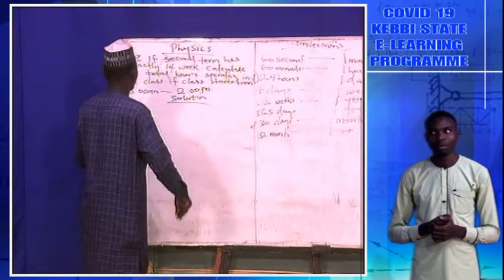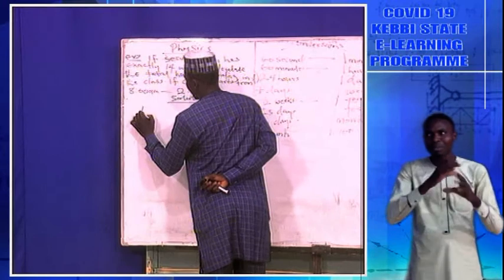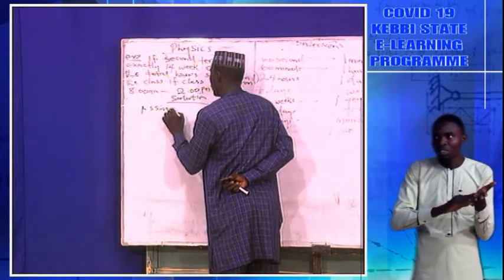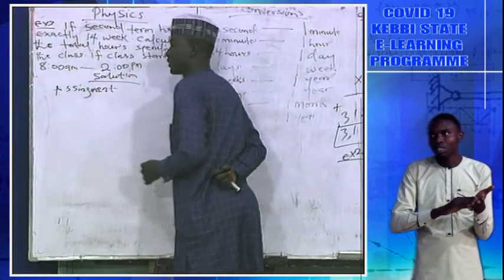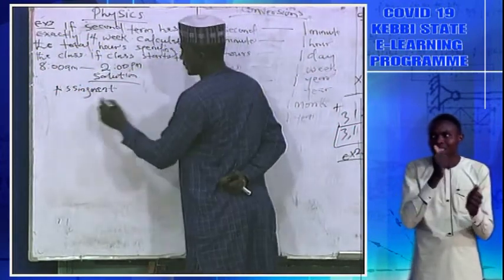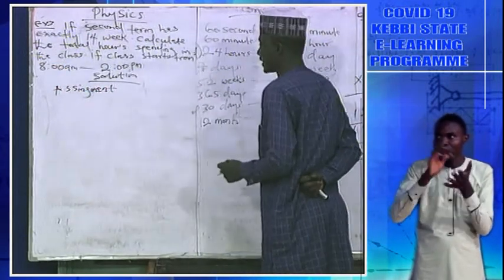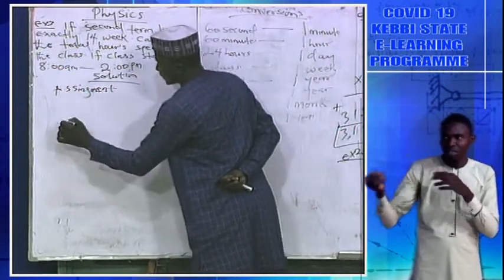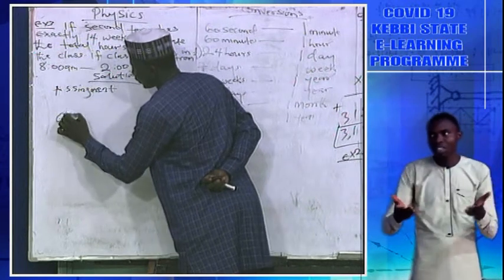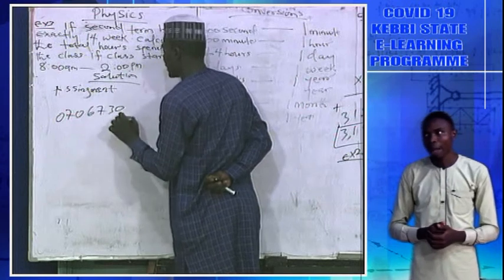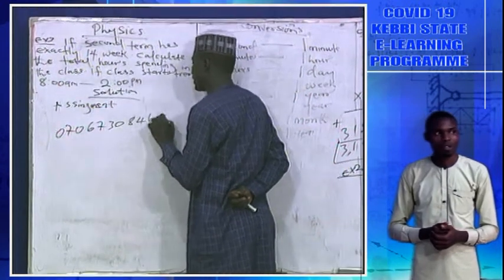And this one will be an assignment to you as a result of time factor. Next class, we are going to submit that assignment. You have to submit that assignment via my phone number, either text message or WhatsApp, 070 67 30 84 60.